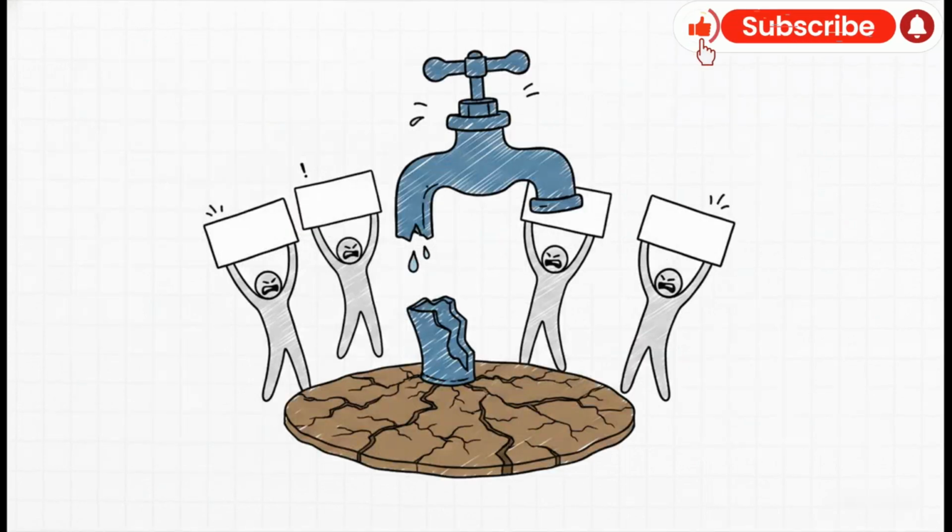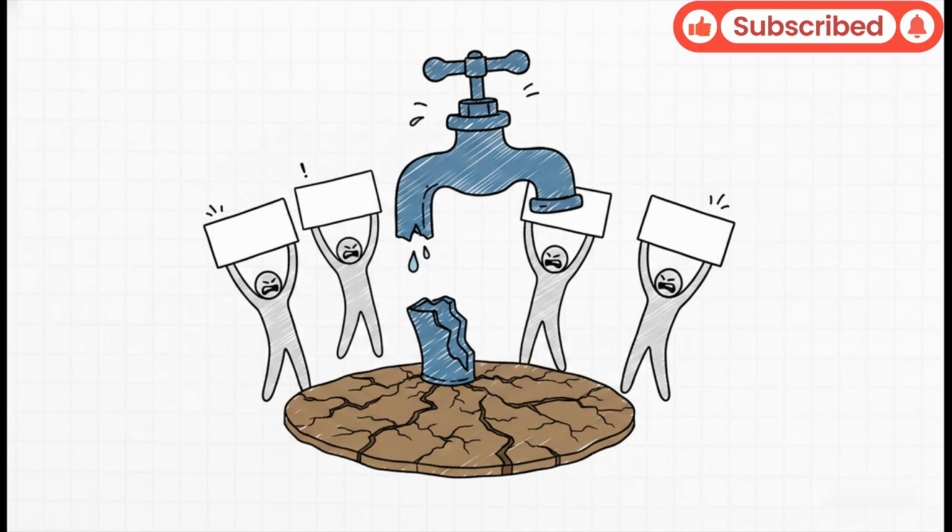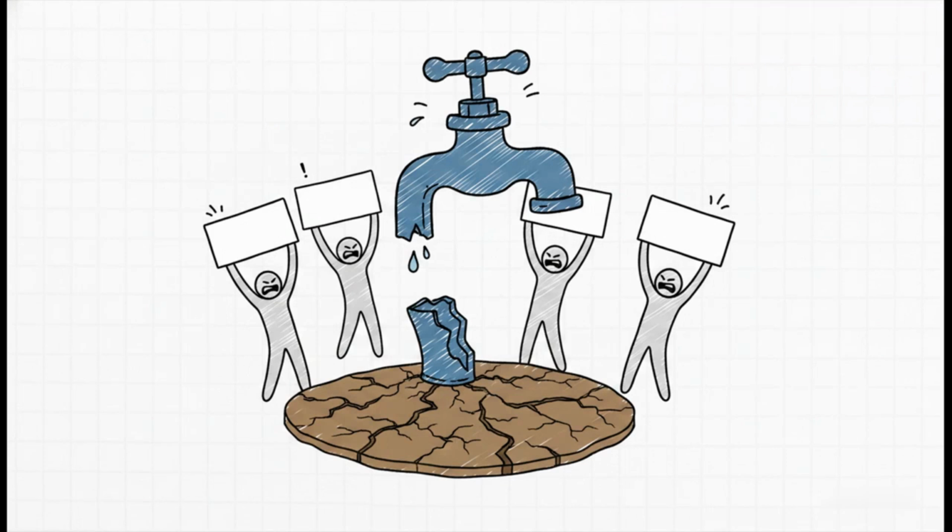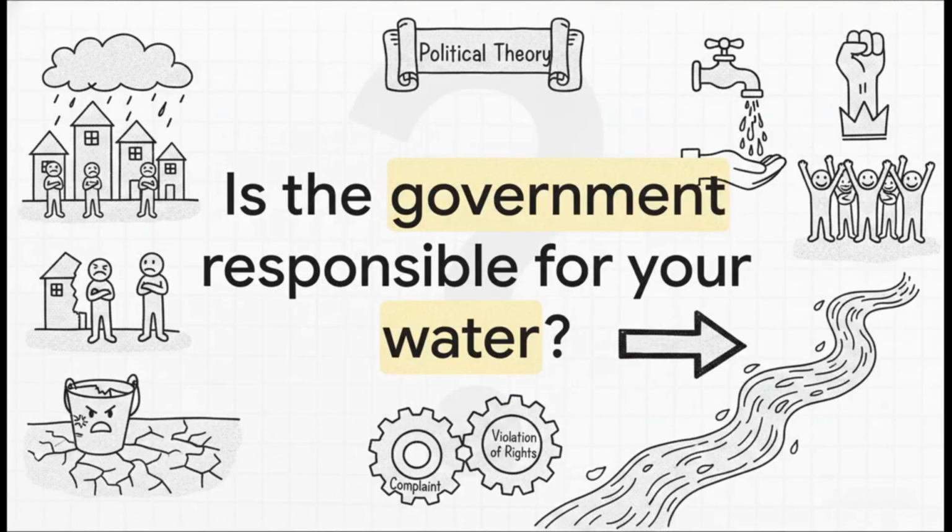Let's set up a really relatable, real-world scenario to make this concrete. Imagine your village or your neighborhood has a completely broken water system. The taps are totally dry. Nobody has water. The people are obviously angry, they're frustrated, and they are out in the streets demanding justice. So, the absolutely crucial question becomes, is it the government's responsibility?